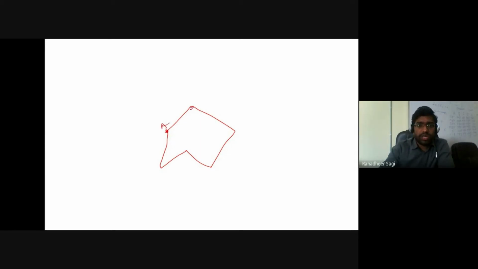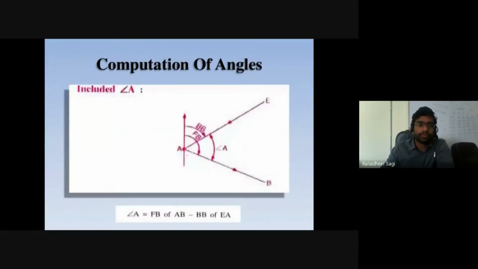Let's say this is station A, station B, station C, station D, station E, and station F. Now, if you look at the interior angles at A, B, C, D, and F, they are less than 180 degrees, but the interior angle you have at E is greater than 180 degrees. So it is not always compulsory that your interior angle has to be less than 180, but in most of the cases you will come across the condition that interior angles are going to be less than 180 degrees.